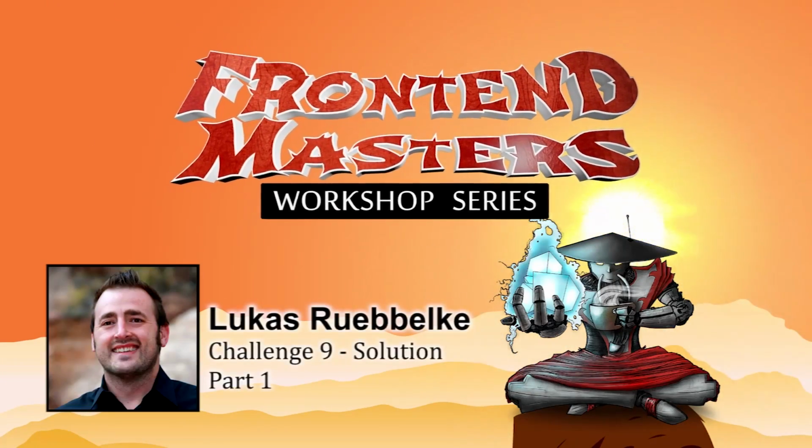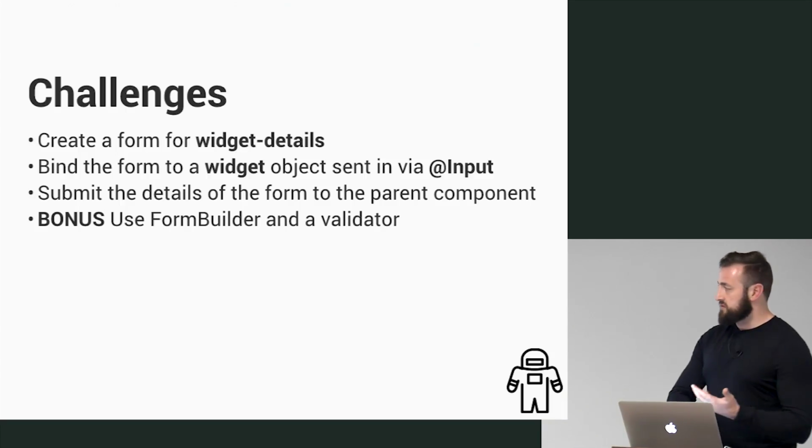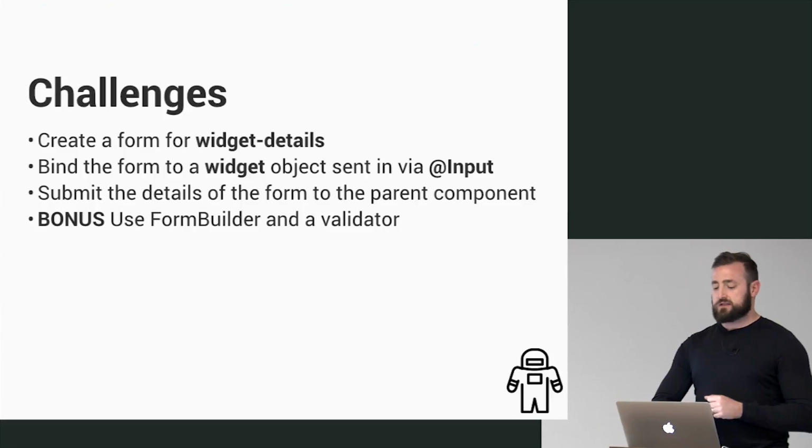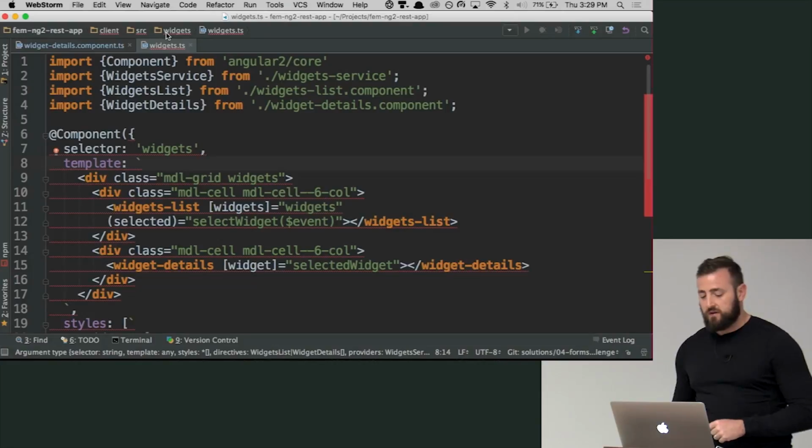We need to create a form for widget's detail and then bind the form to the widget object that's selected, send it via input, and then be able to modify it, and then send it back out to the parent component. So let's hop into the code.